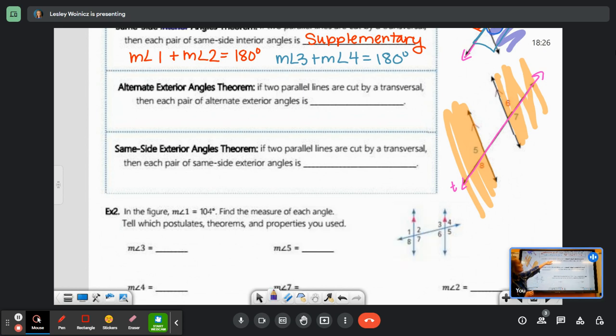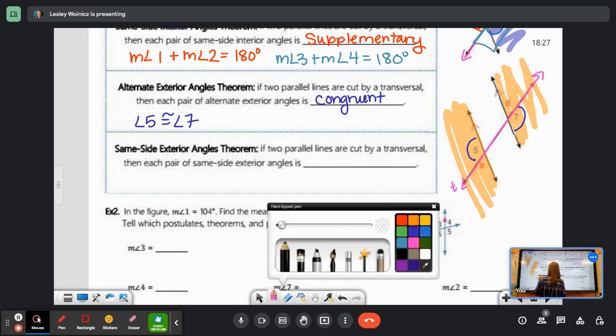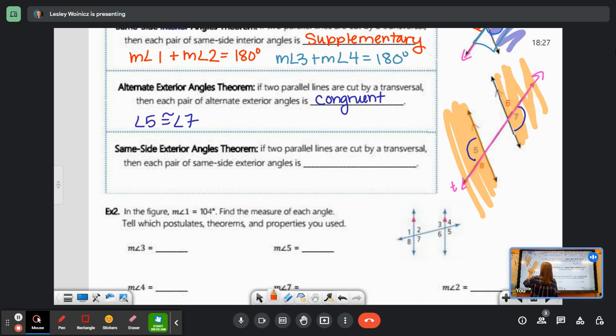Okay, it says if two parallel lines are cut by a transversal, then each pair of alternate exterior angles is congruent. Okay, so 5 and 7 are congruent. Angle 5 is congruent to angle 7. Okay, that also means that angle 8 is congruent to angle 6.